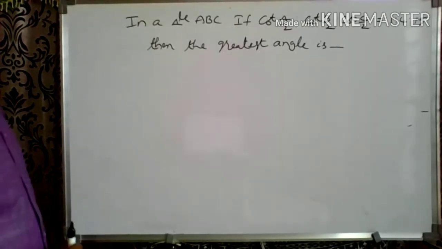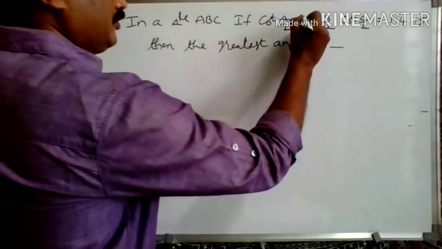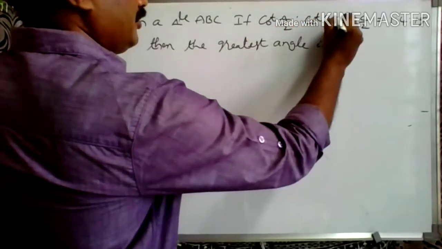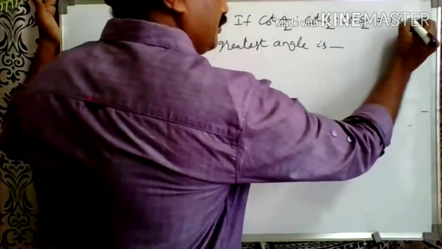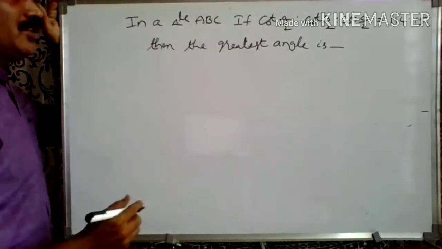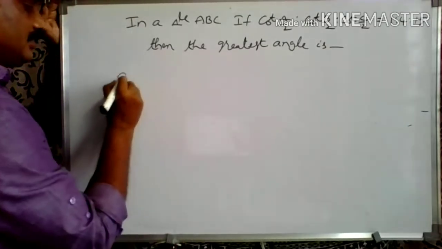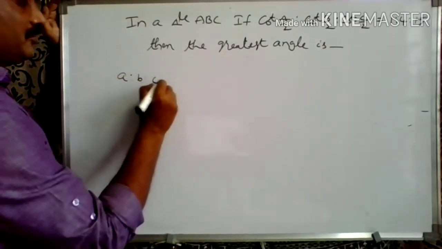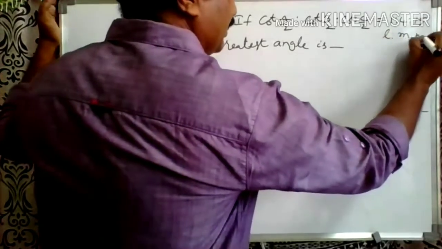Next problem. In a triangle ABC, if cot A/2 : cot B/2 : cot C/2 is equal to 1 : 4 : 15, then find the greatest angle. Students, cot A/2 : cot B/2 : cot C/2 is given. Then A : B : C is equal to... Students, suppose this is L : M : N.